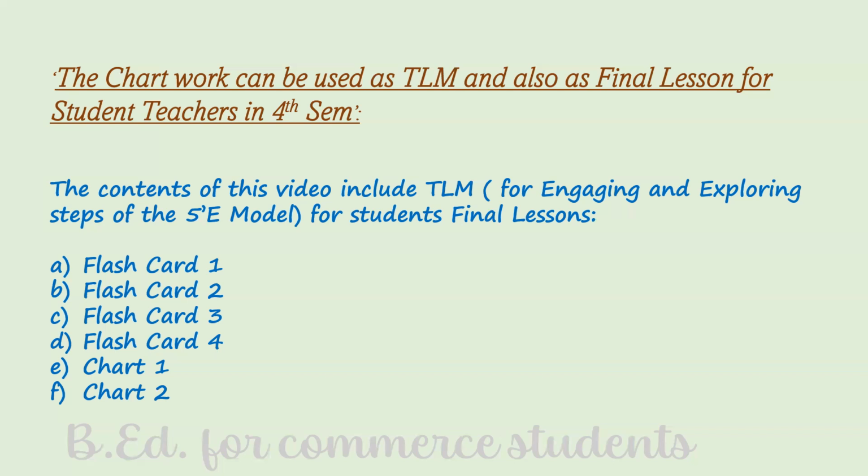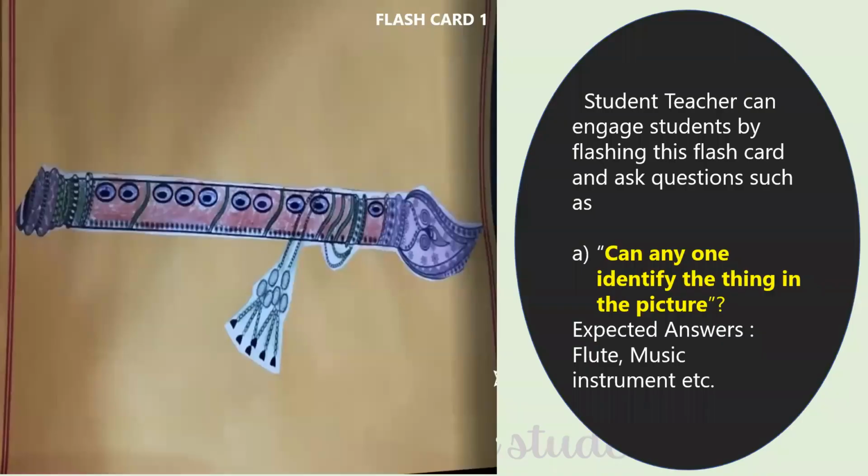I'm just trying to explain how the student teacher can do this particular part of the model using simple flashcards as well as charts. I have around 4 flashcards and 2 charts to explain this. So let's get to the first flashcard. As you can see, there's an image of a thing which most of you are familiar with. The student teacher can start engaging the students by showing it at the start of the class and asking what they can make out of this image, what exactly they can see.